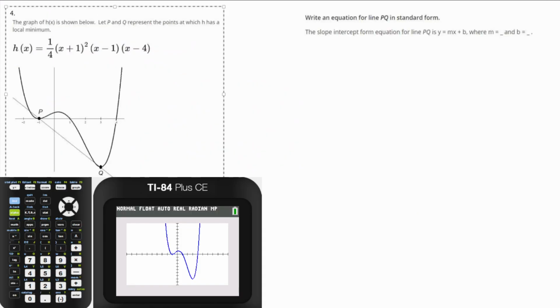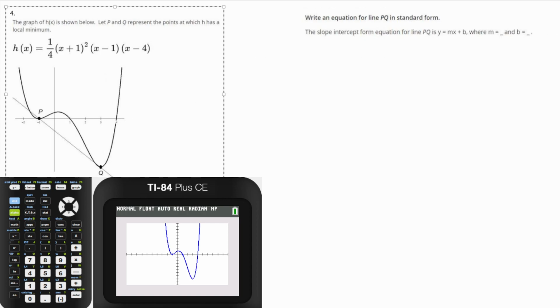Right, now this last one's got something a little bit different, I haven't seen in a while. So it's some applied geometry. We've got the graph of h of x shown below. Let p and q represent the points at which h has a local minimum. Okay, so we can see those points.